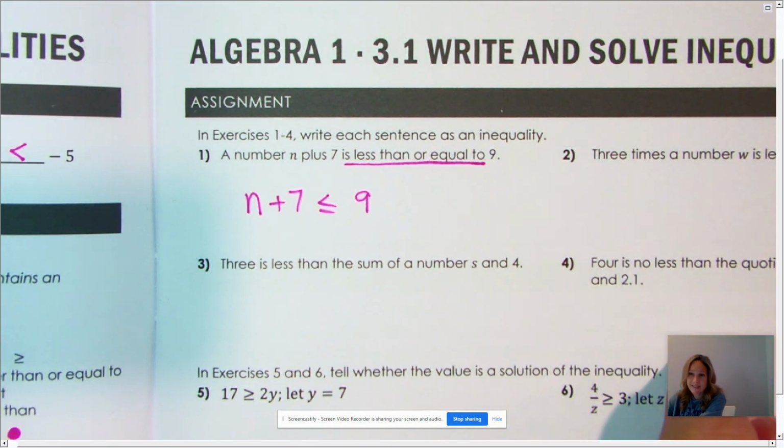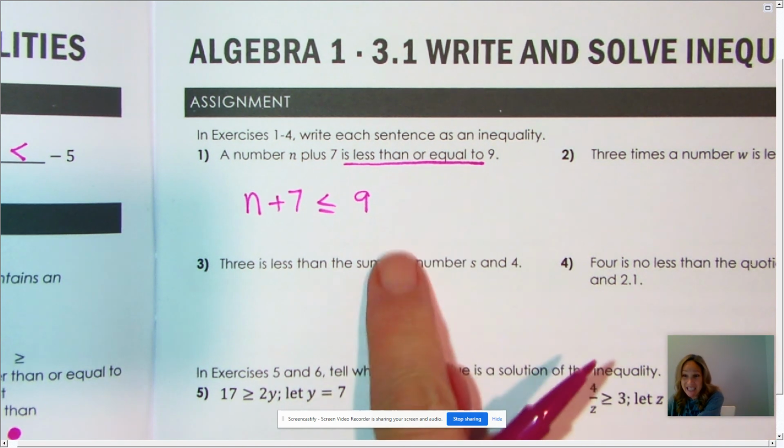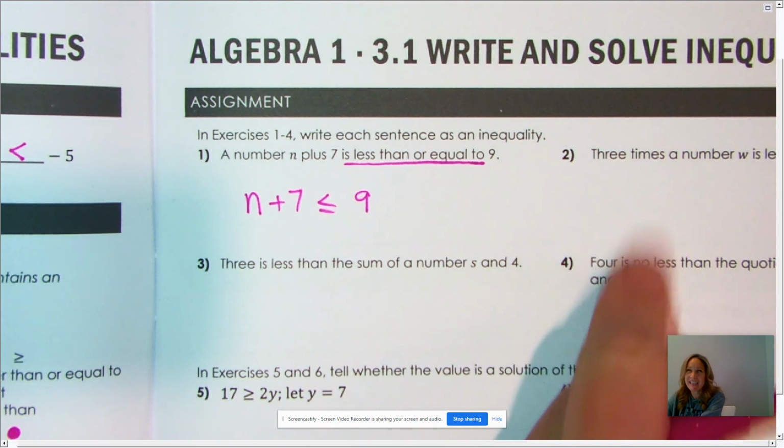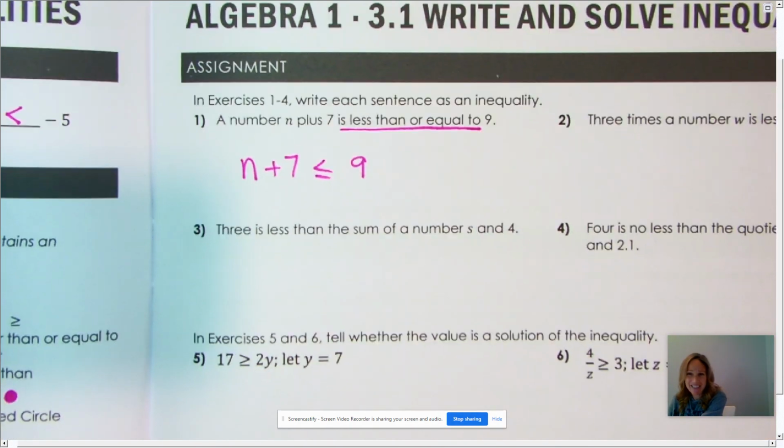We're going to skip the evens, and we're going to keep working on the odds. Man, you guys, I miss teaching in the classroom.